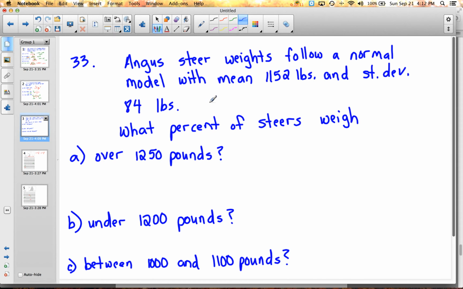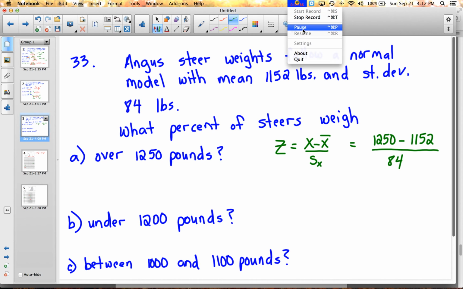Well, you standardize it. So you're going to take and find the z-score. So remember, it was x minus x bar over the standard deviation. So you're going to take 1,250 minus the mean, 1,152, and divide by the standard deviation. So that gives me, round to two decimal places, and I get 1.17.